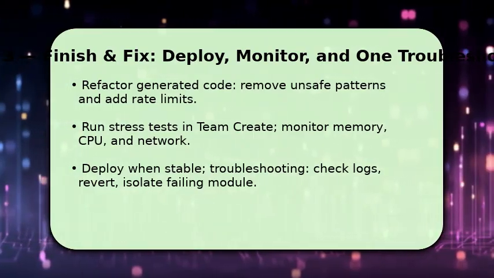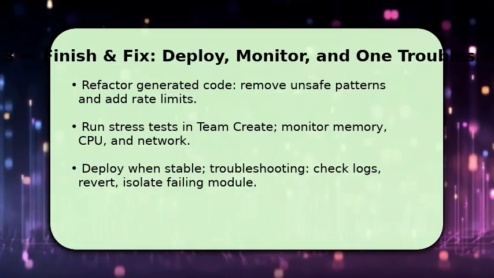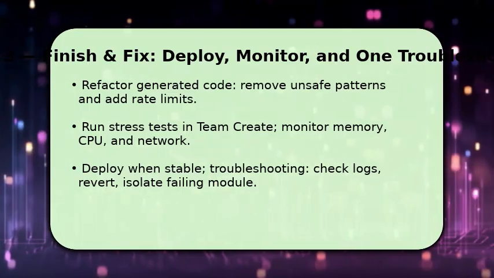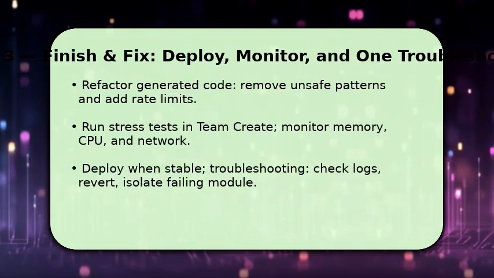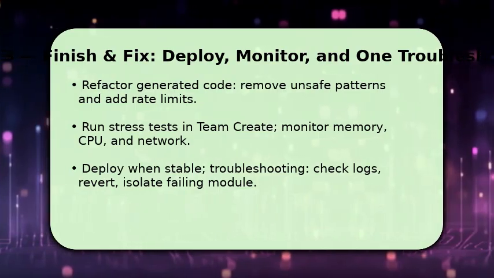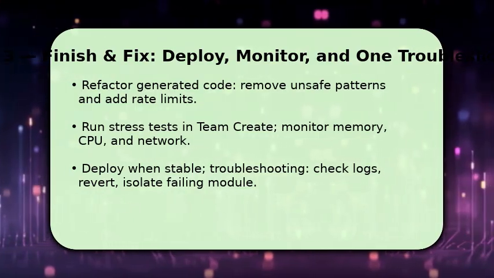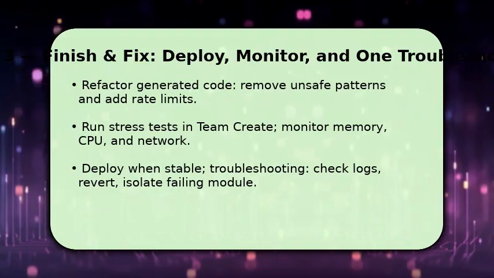If something goes wrong, check the server and client logs first. Revert to the last working commit and isolate the failing module before reintroducing changes. This single troubleshooting step prevents cascading failures.